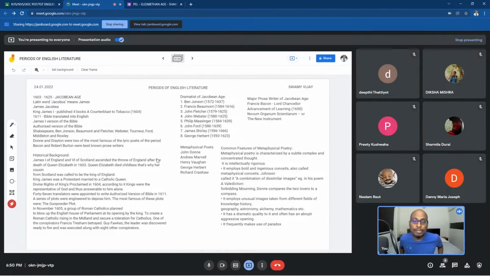Francis Bacon belongs to which age? Jacobean age. Shakespeare belongs to which age? Elizabethan age. Edmund Spenser belongs to which age? Elizabethan age. Ben Jonson belongs to which age? Jacobean age. Right.